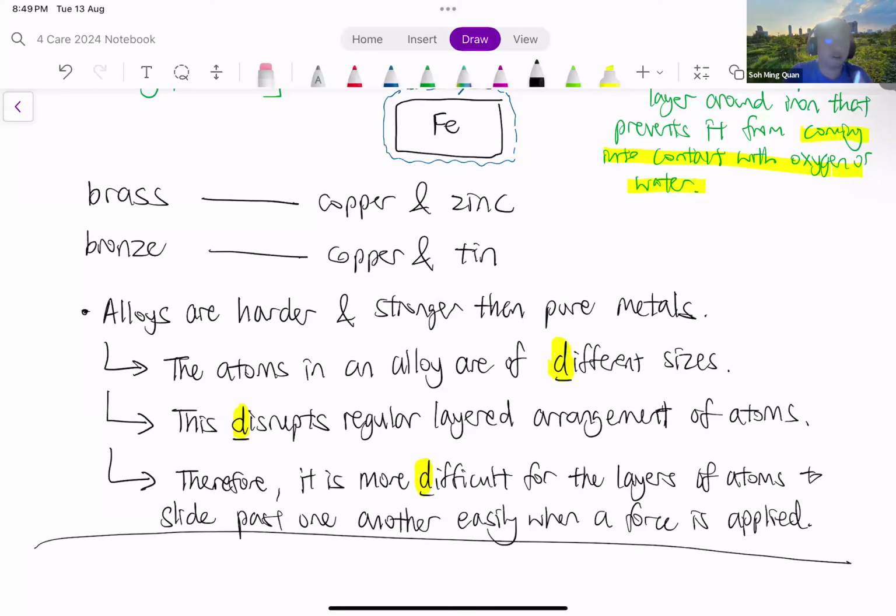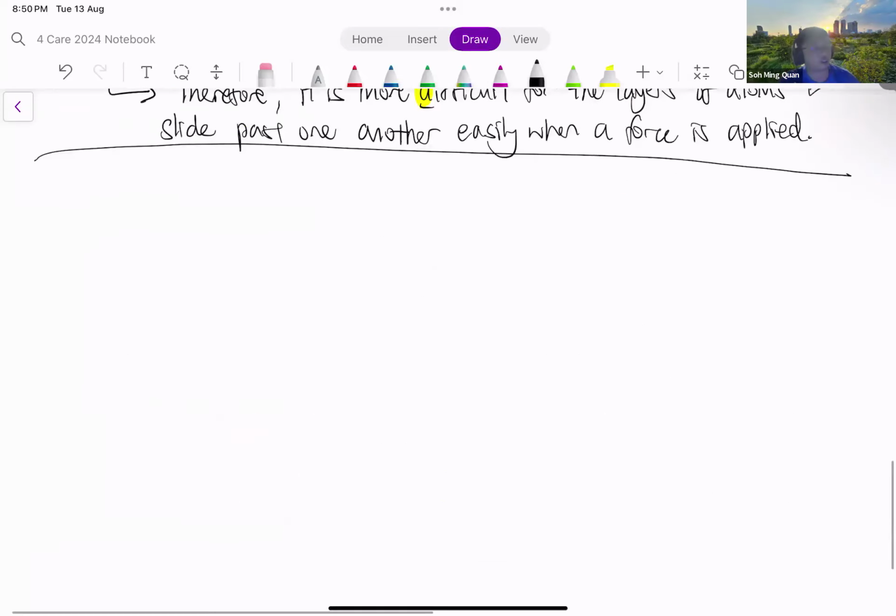Okay, so moving on from the physical properties of metals, such as melting points, such as the hardness and the strength, now we go on to the chemical reactions.